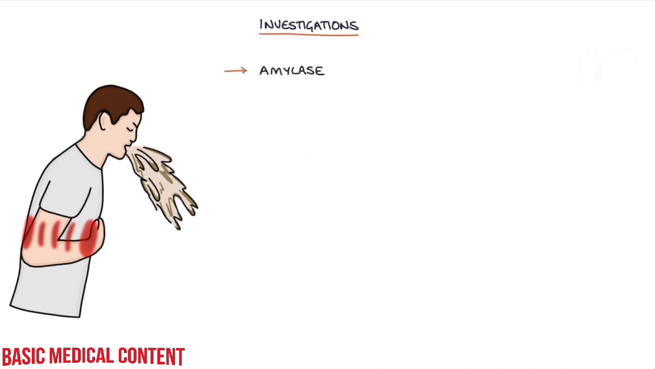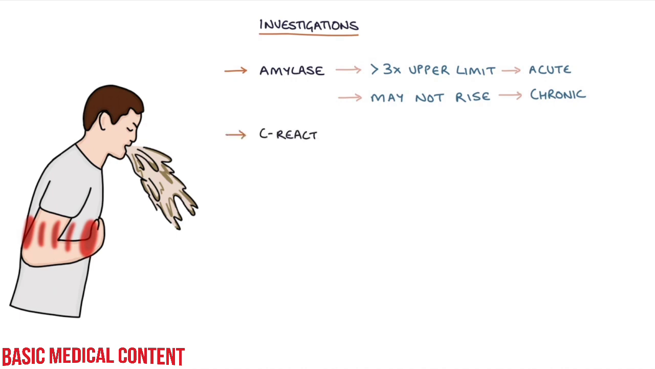Amylase is the blood test to remember for pancreatitis. It's raised more than 3 times the upper limit of normal in acute pancreatitis. In chronic pancreatitis, the amylase may not rise because the pancreas has reduced function. A C-reactive protein or CRP blood test can be used to monitor the levels of inflammation in the body. This is a very non-specific blood test which can be raised with any cause of inflammation.